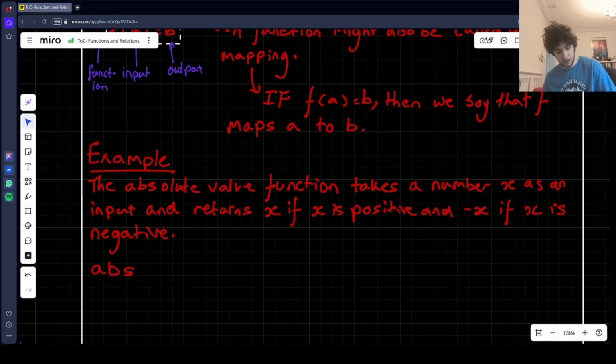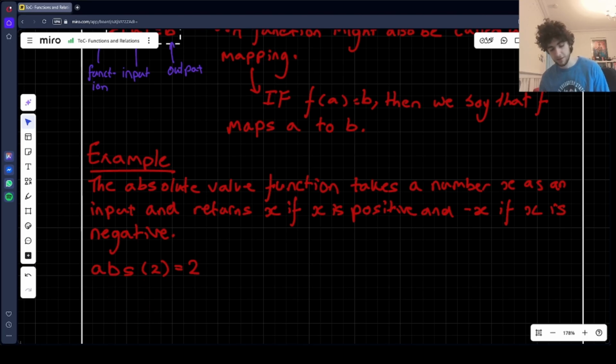So effectively what we can say is that abs of 2 is going to be equal to 2. This is kind of like my f from before. I'm saying that f of 2 is equal to 2, but instead of f, because that's general, in this case I actually know the name of my function, and we call it abs. So abs of 2 is equal to 2.